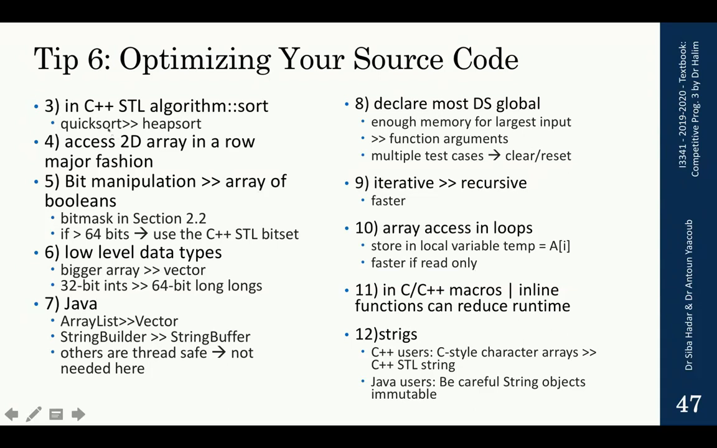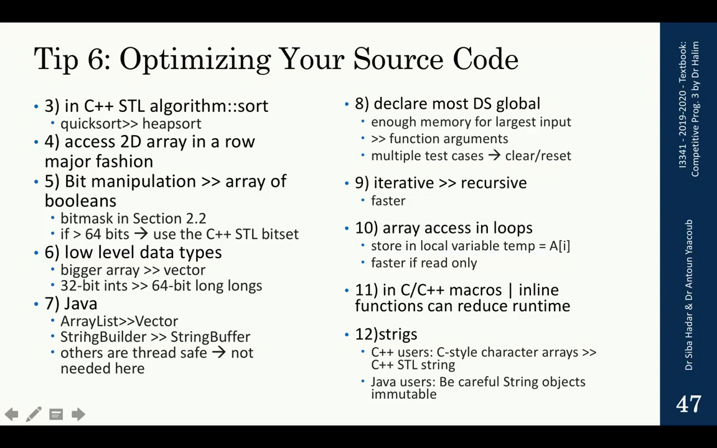Point 3, quick sort is preferred over heap sort. Point 4, access a two-dimensional array row by row because they are stored that way inside the memory. Point 5, bit manipulation is better than an array of booleans. Point 6, low level data types: use a bigger array rather than a vector, so don't use vector directly. And use 32-bit ints, which are better than 64-bit longs because the operations are faster.